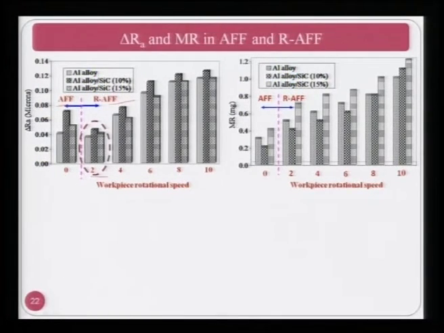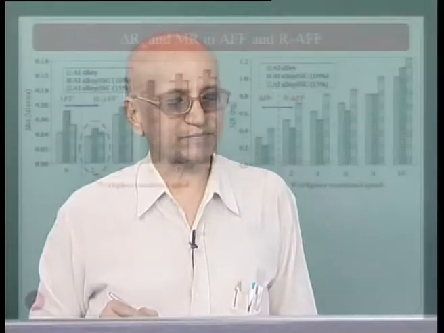Now you can see as the RPM or rotational speed of the workpiece is increasing, delta Ra, the change in surface roughness value, is continuously increasing in all the three cases of aluminum alloy, metal matrix composite with 10% silicon carbide, and metal matrix composite with 15% silicon carbide. So it clearly indicates that yes, rotary motion given to the workpiece is improving the performance of finishing of the AFF setup, and then only it is known as RAFF.